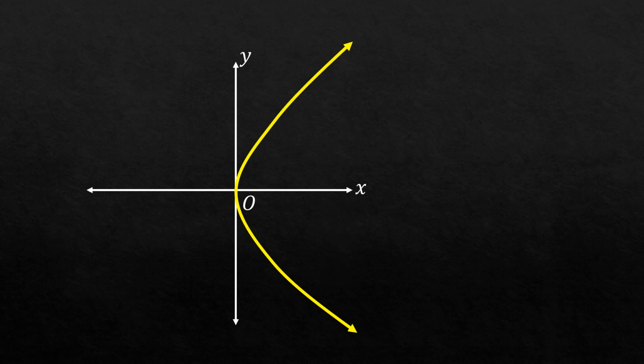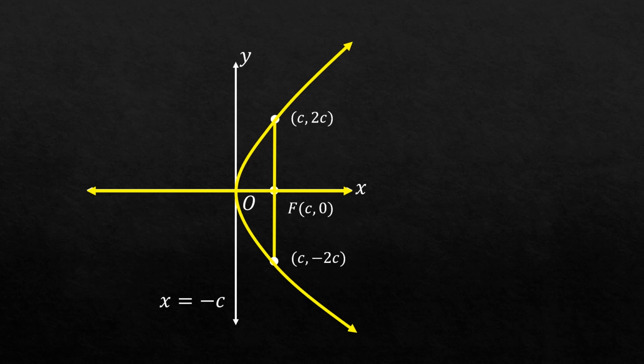Let us recall that for a parabola that opens to the right with vertex at the origin and focus at (c, 0), since the focus is c units away from the vertex, the axis is the x-axis and the latus rectum has length 4c and its ends are at (c, 2c) and (c, -2c). The directrix is the line x equals -c. The equation is y squared is equal to 4cx.